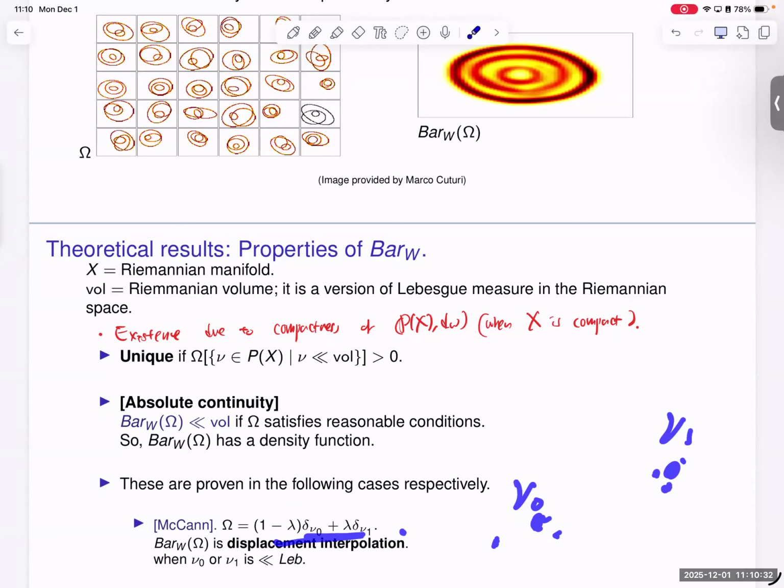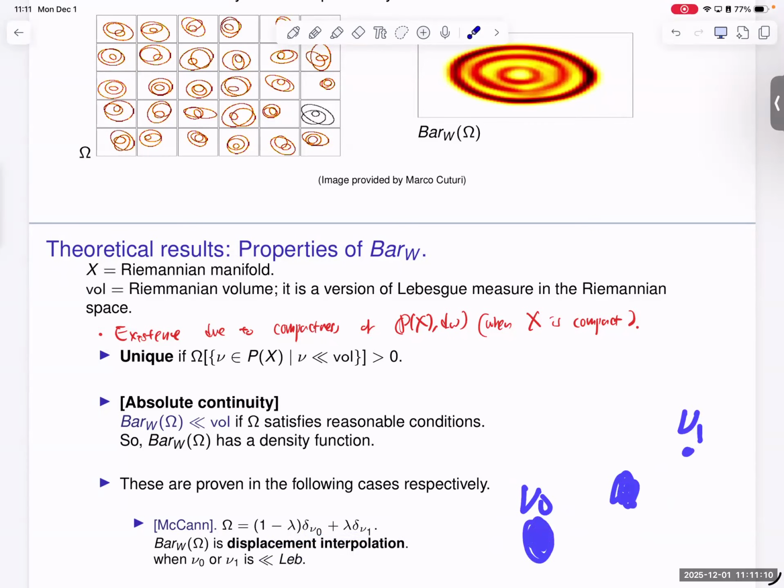Okay, then you can consider the Wasserstein barycenter of this omega. Then the Wasserstein barycenter is nothing but the measure, let's say nu_t, in the middle, which is nothing but the displacement interpolation. And for displacement interpolation, we know that if one of these measures, nu_0, is absolutely continuous, then something in the middle is also absolutely continuous. So you can actually prove that rather easily.